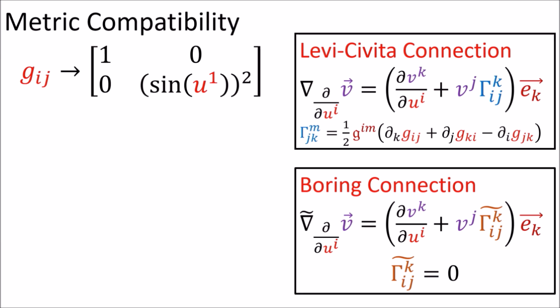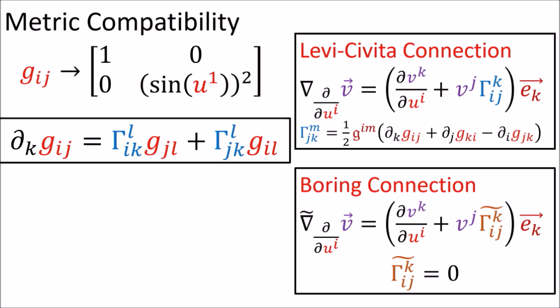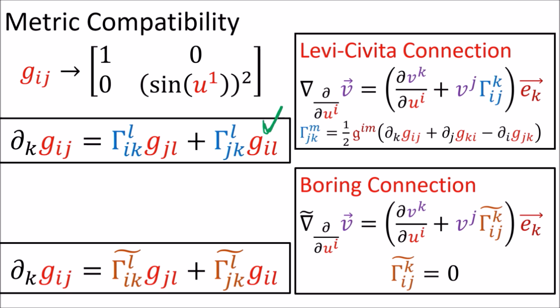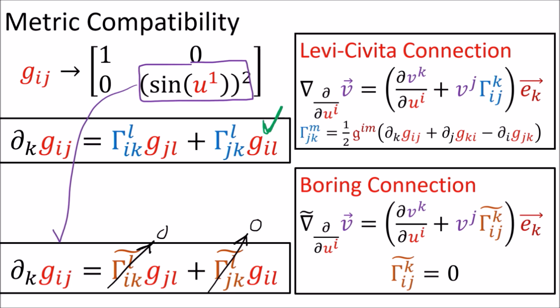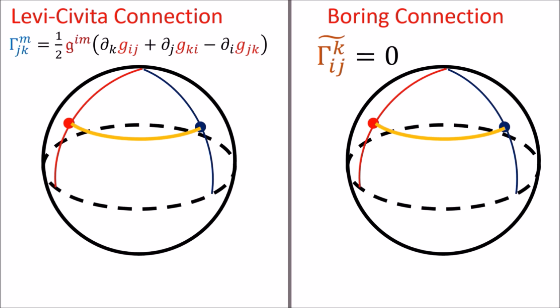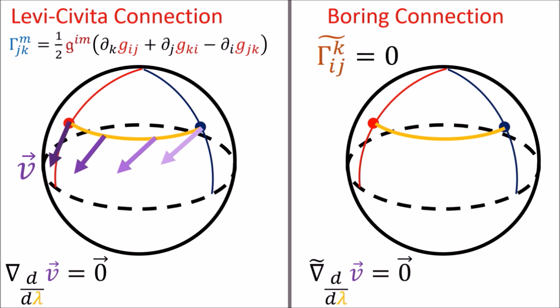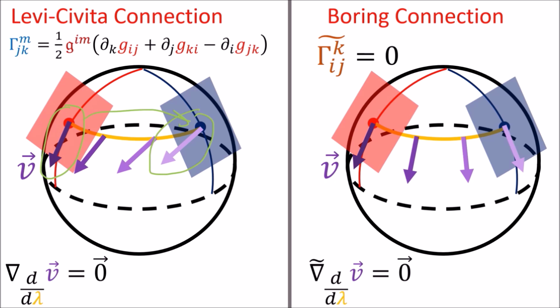But when we look at the metric tensor for the sphere, only the Levi-Civita connection satisfies the metric compatibility condition. The boring connection always has the right-hand side of this equation equal to 0, and the derivative of this component is not always equal to 0. So the boring connection is not metric compatible. And both the Levi-Civita connection and boring connection can be used to perform parallel transport, but the results of the parallel transport are different, and they end up connecting the tangent spaces on the sphere in different ways.